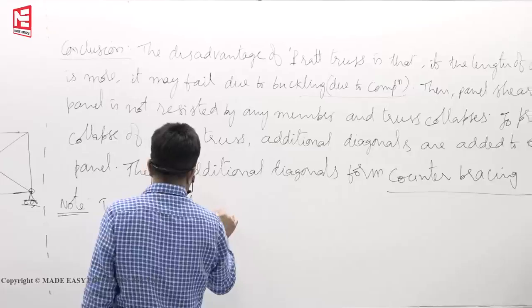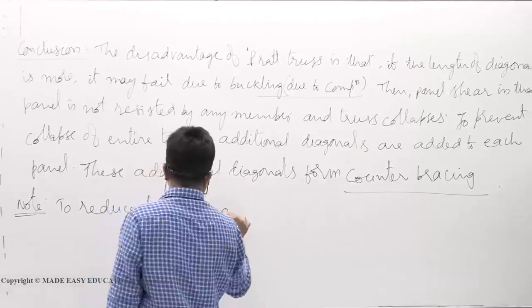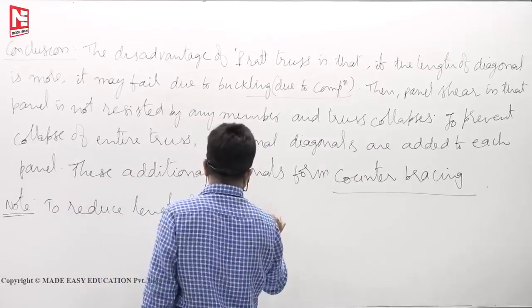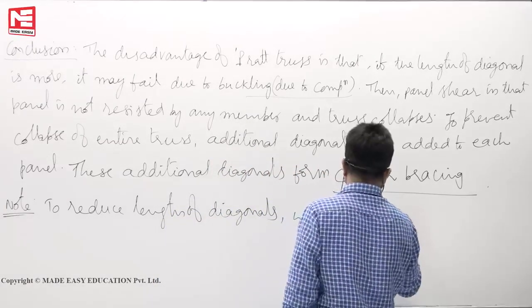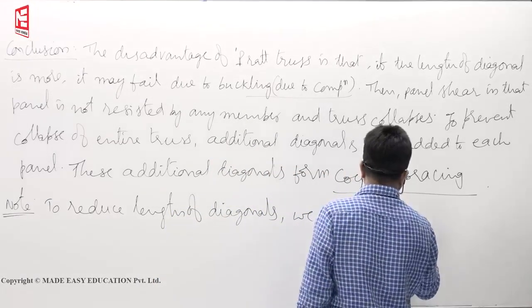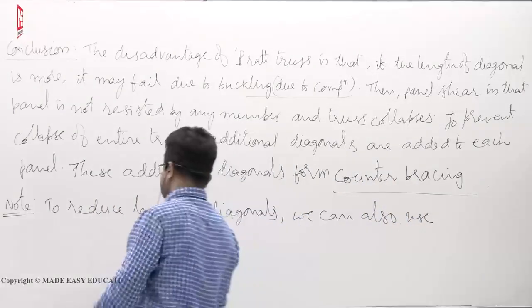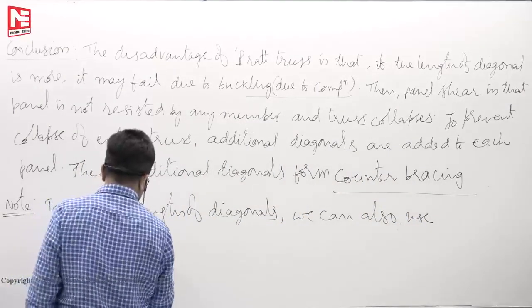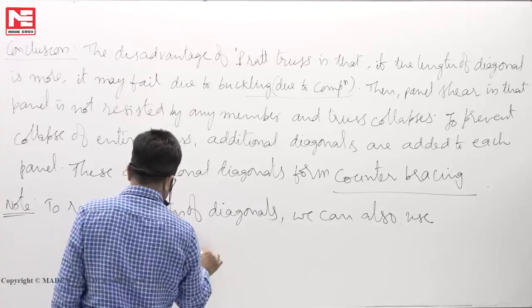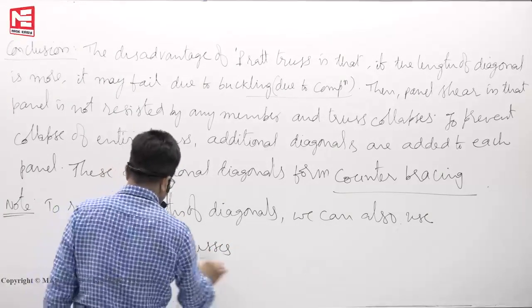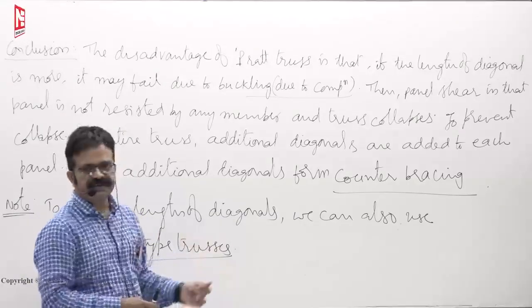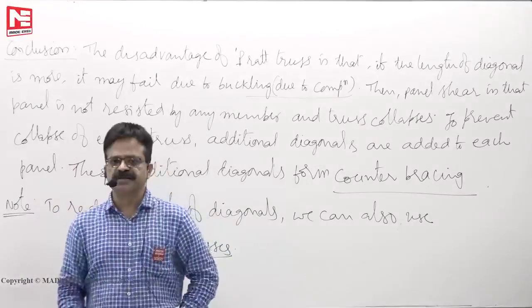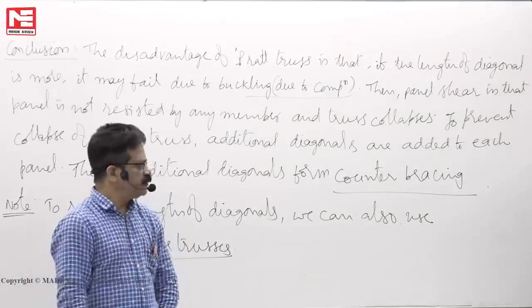To reduce the length of diagonals, we can also use this K-type truss. So K-type trusses are a modification of the N-type trusses. So diagonals will not be too long. Failure will be minimized.